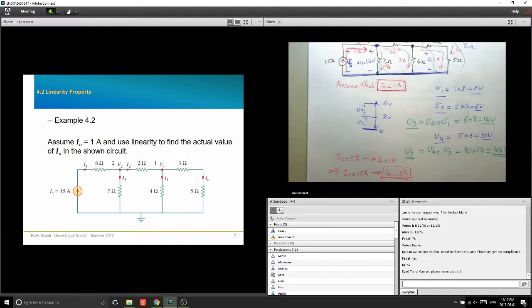So typically, if you're trying to find Vs, that's not the first method that comes to mind. But this is just to illustrate some of the nice things that you can do if you understand the linearity principle.